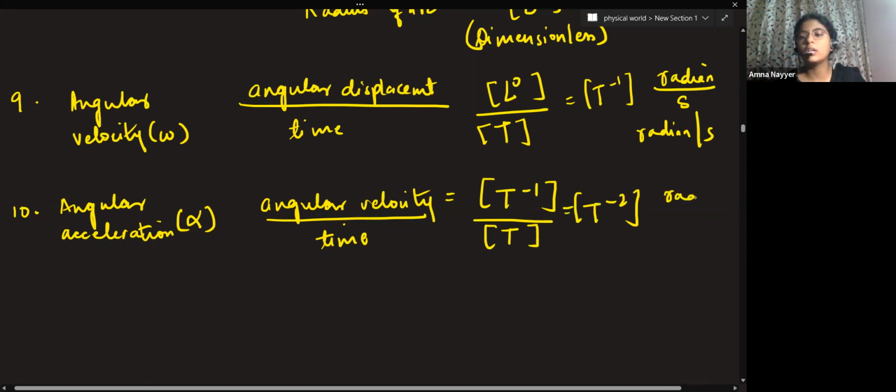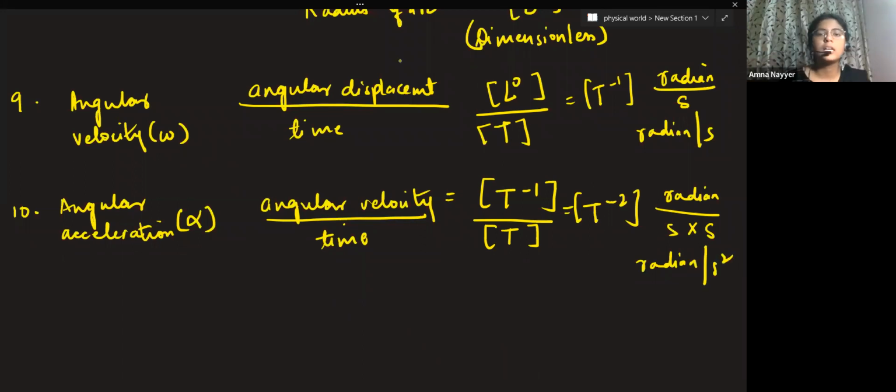And this is radian per second, which was already there for angular velocity. You're dividing it by time again. So this becomes radian per second square. So yes, Iram, your SI unit was also correct. All right, so note it down.